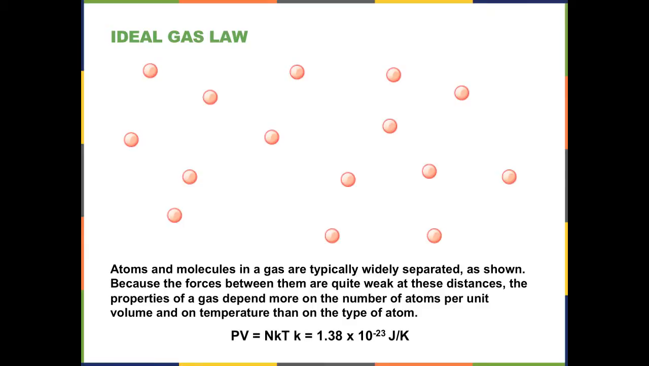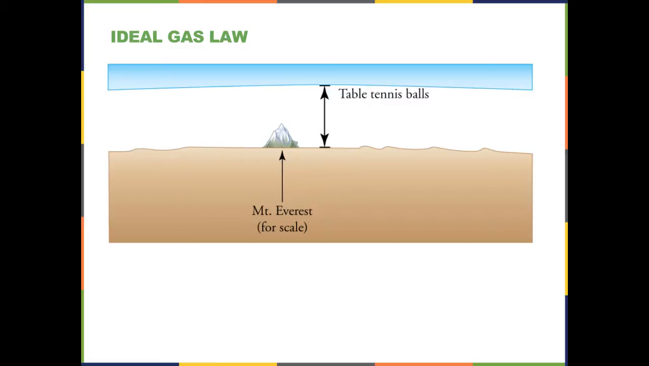And given those assumptions, the pressure times the volume is equal to the number of molecules times a constant times the temperature, where the constant, when you're dealing with the number of molecules, is 1.38 times 10 to the minus 23 joules per degree Kelvin.